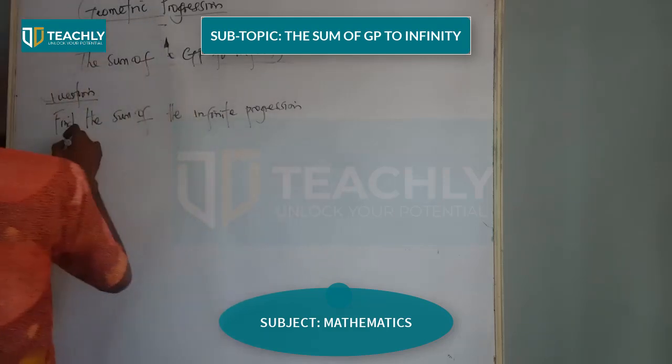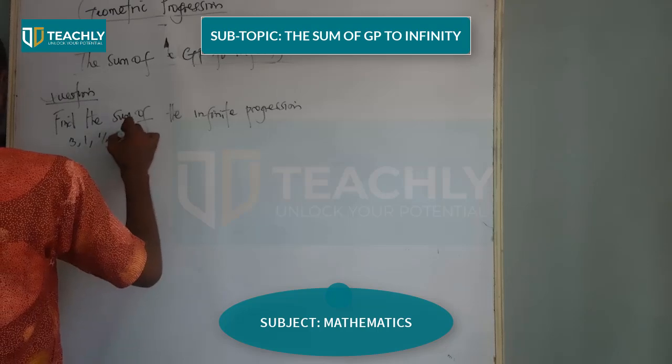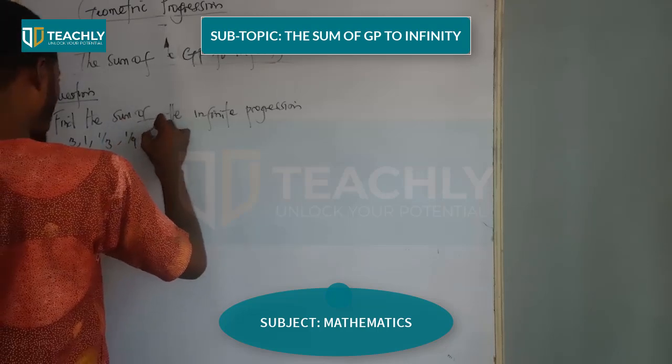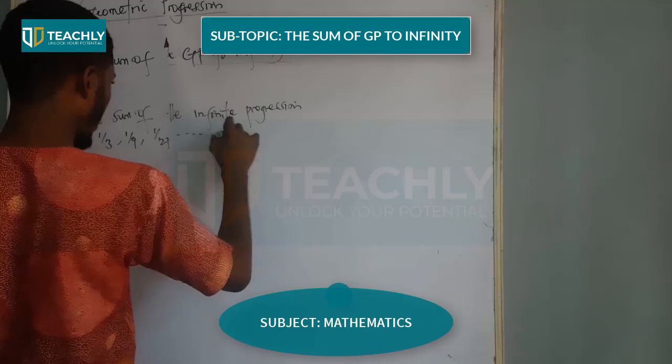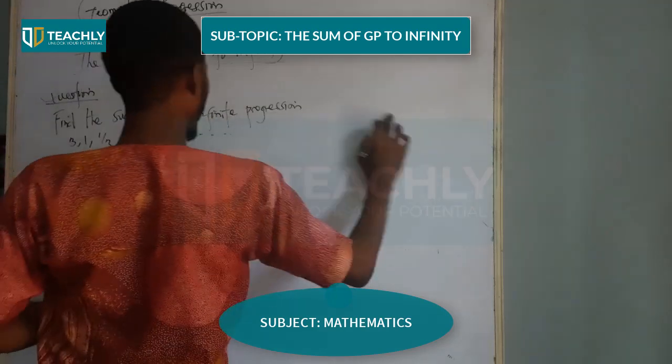So they gave us this one as what? The first one is what? 3. They gave us 1 over 3. They gave us 1 over 9. And they gave us 1 over 27 to infinity. That is, it is indefinite. But let's look for the sum of all these to infinity.